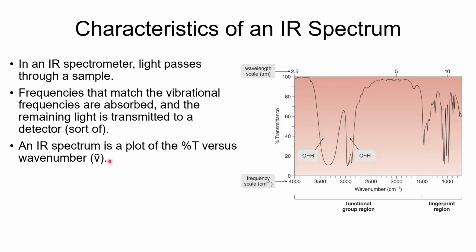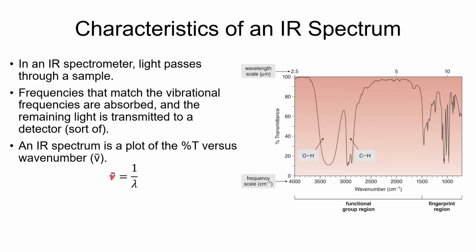And then on the y-axis, we have the percent transmittance. If all the light goes through, that's 100% transmittance. So you can see this sample is not absorbing anything right here, hardly anything there. But here, where there is an absorbance, we've got a fairly low transmittance. So this molecule is absorbing a lot of that particular frequency.